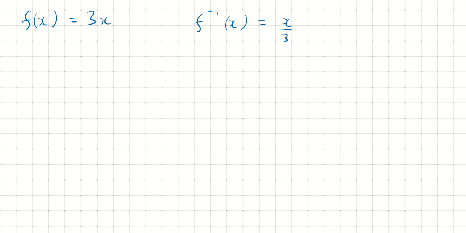And in a more mathematical sense, if f(x) = y, then the inverse function is the function such that x = f^-1(y). That's the mathematical explanation for what an inverse function means.